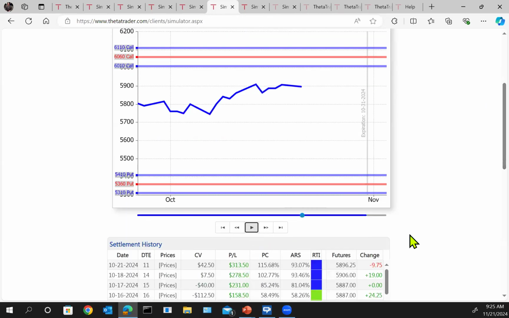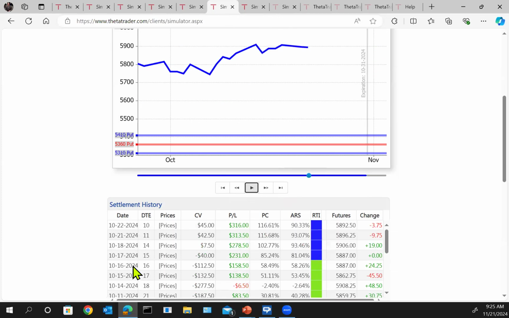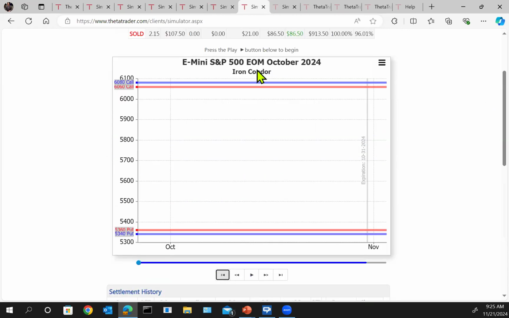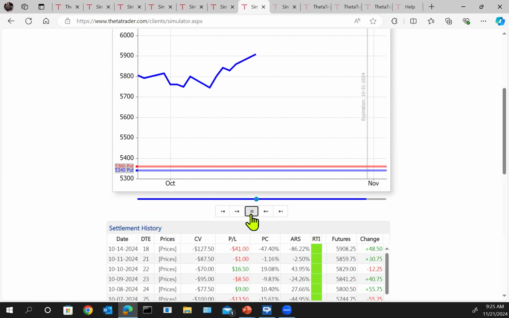So you can see here, this dragonfly closed out with a profit with 15 days till expiration. See the blue RTI on October 17. And let's make sure we're doing apples to apples. Same expiration, end of month October. Let's take a look at the condor and see how that did.